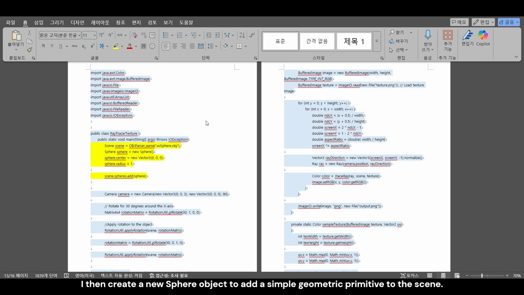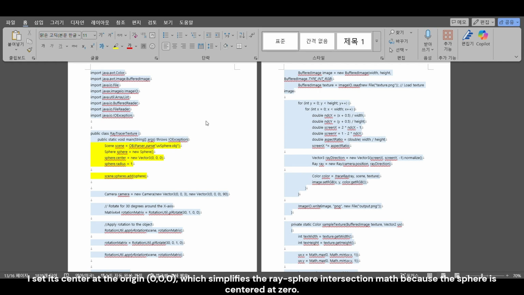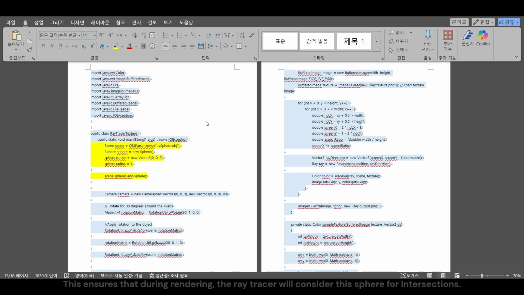I then create a new sphere object to add a simple geometry primitive to the scene. I set its center at the origin 0, 0, 0, which simplifies the ray sphere intersection math because the sphere is centered at 0. I assign it a radius of 1 so the sphere has a known unit size. Finally, I add this sphere to the scene's list of spheres. This ensures that during rendering, the ray tracer will consider this sphere for intersections.